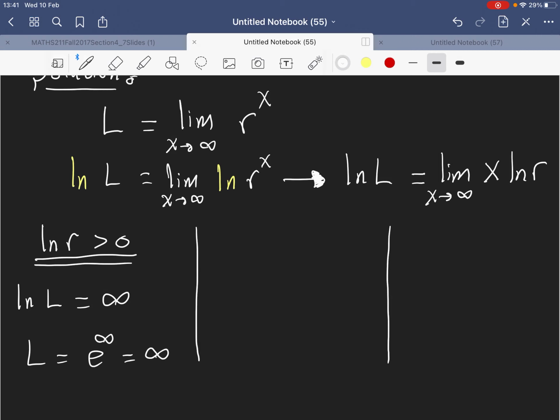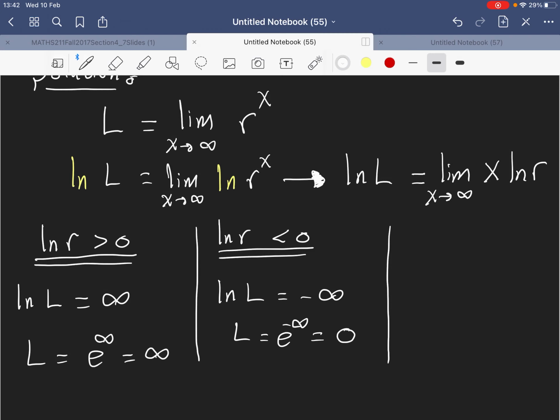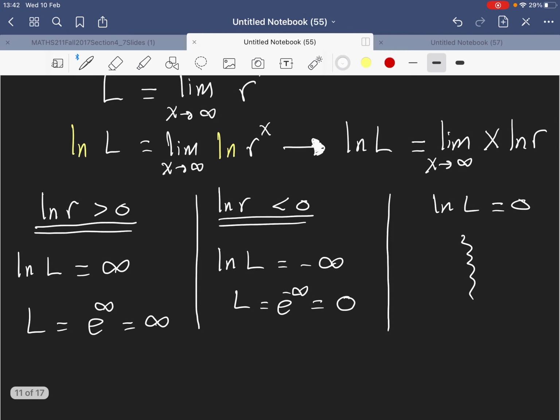Now if ln r is less than 0, then the answer is negative infinity, and L will be e to the power of negative infinity, and this is 0. Of course, if ln r is exactly 0, this is a different story. We will leave it whenever we face it. It's an indeterminate form. We'll have 0 times infinity. We cannot really say anything.